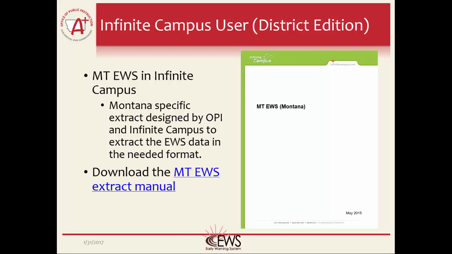In order for the extract to work correctly, all your settings in Infinite Campus must be set up a certain way, such as telling Infinite Campus exactly which grades are considered an A so that it can count all the previous term A's correctly in the data extract. This is a one-time setup process, and once done will greatly simplify the process of getting the EWS data.